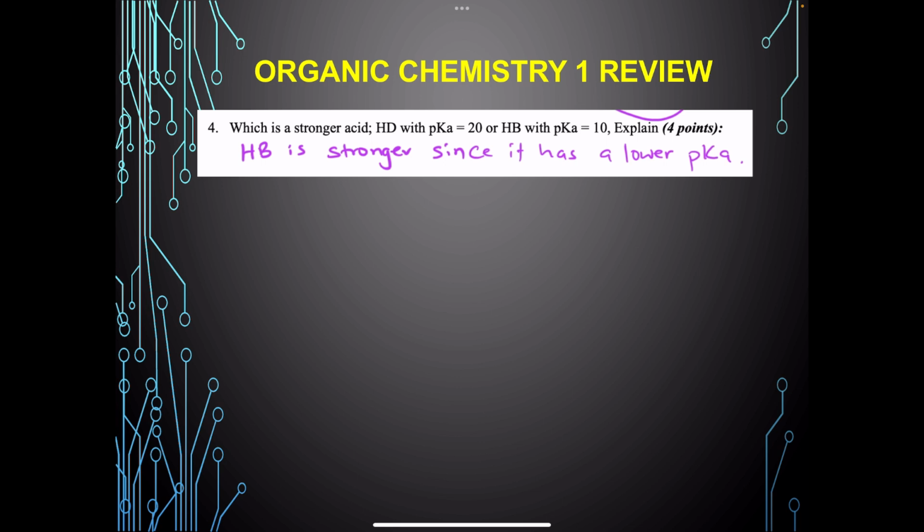So Hd has a pKa of 20, while Hb has a pKa of 10. So you can see that Hb has a lower pKa and therefore Hb is a stronger acid since it has a lower pKa.